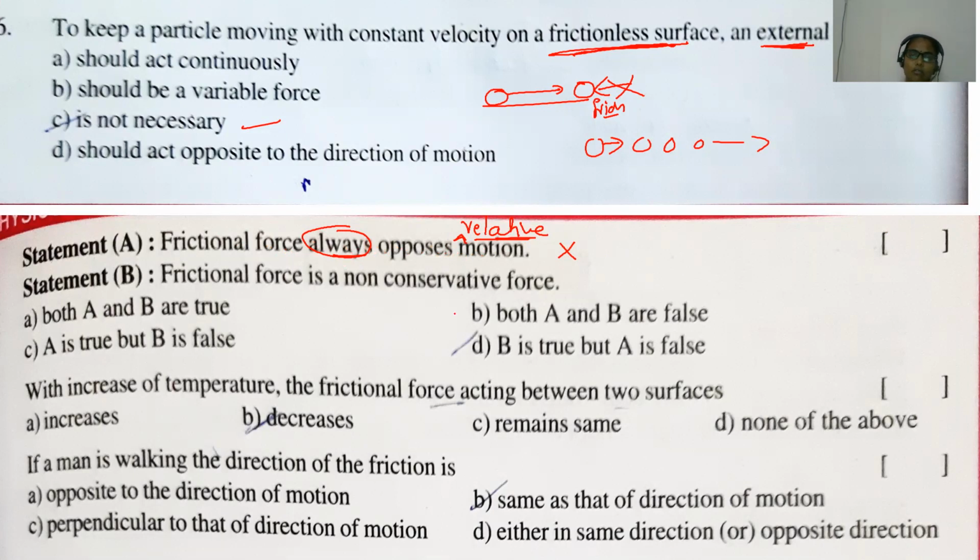Fine. Frictional force is a non-conservative force. See, what is a conservative force? It means whatever the initial energy is, it equals the final energy, but that is not the case here. Because of the friction, so much energy is wasted. Because of irregularities of the surface, the ball is rolling from here to here.